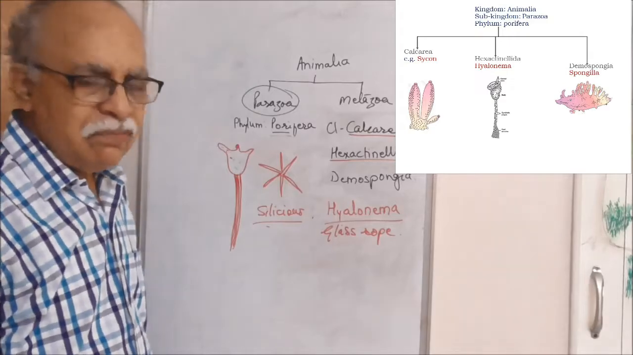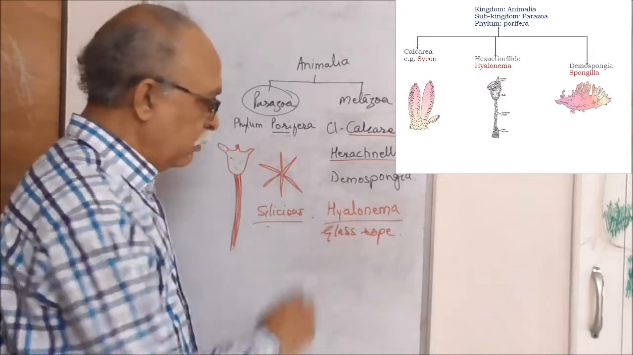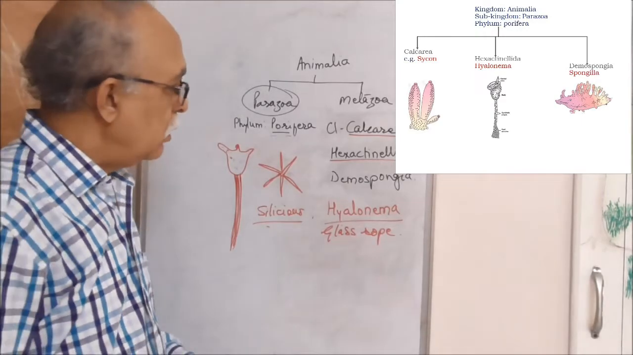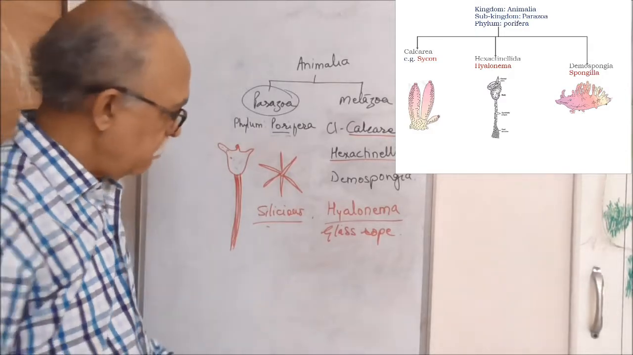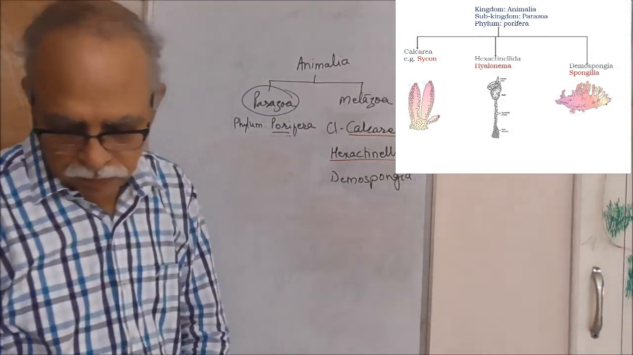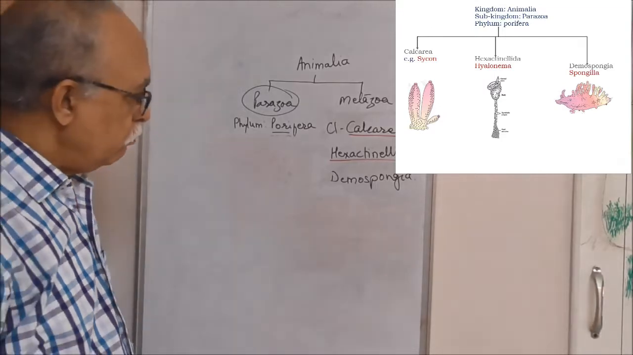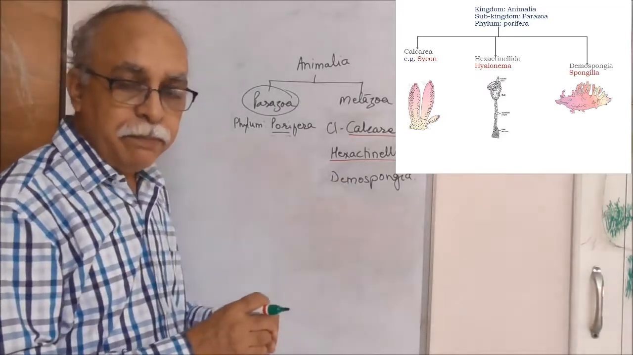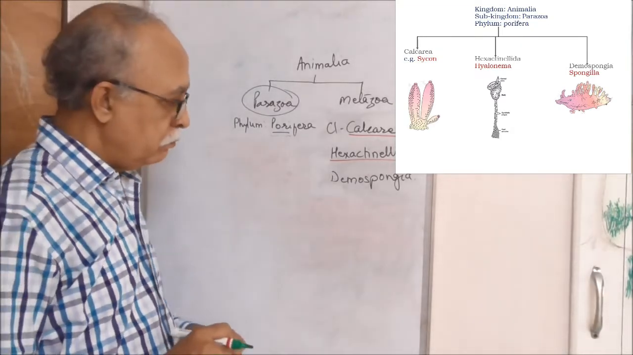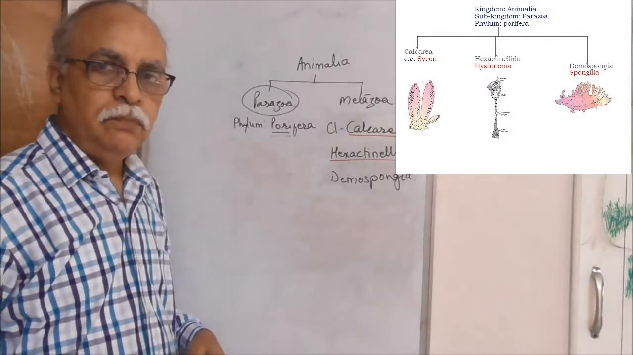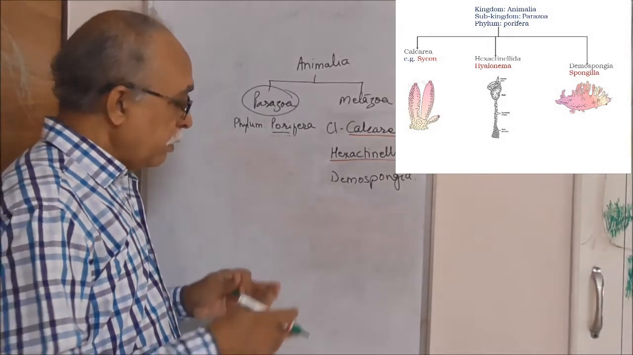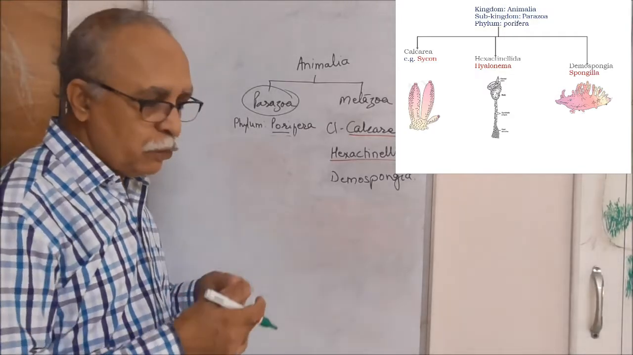Then Demospongia. A few freshwater sponges are known from Demospongia, but otherwise mostly these are also marine sponges. Now here the canal system could be Ascan or Sycan type. Leucon is not usually seen here. A larger number of ostia would be there. Oscula also could be more than 1 in number. Reproduction is by vegetative or sexual means.